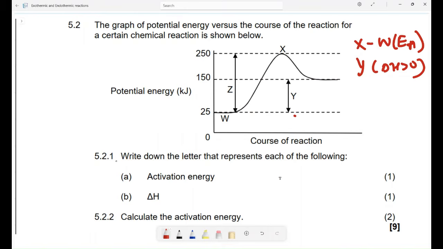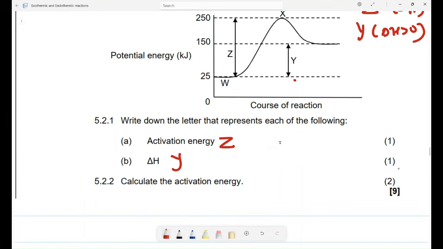Now 5.2.1, write down the letter that represents each of the following. Activation energy, I said it is X minus W, but can you see it is already represented by Z? Okay, yes. So I can say now Z. Change in H is Y. Can you see that? Yes. Easy marks here. Easy stuff.